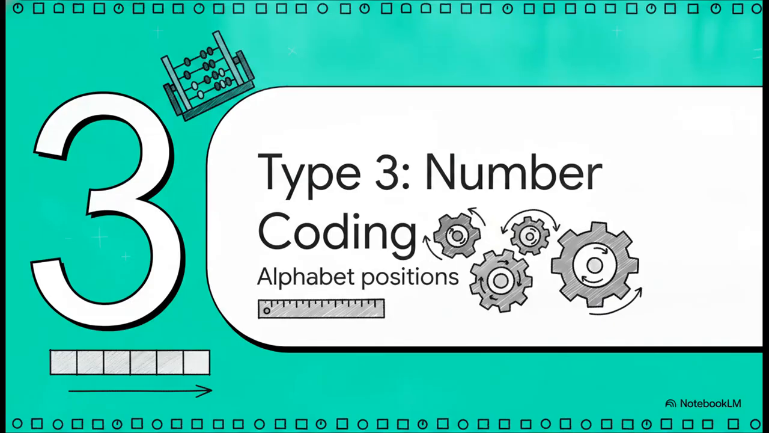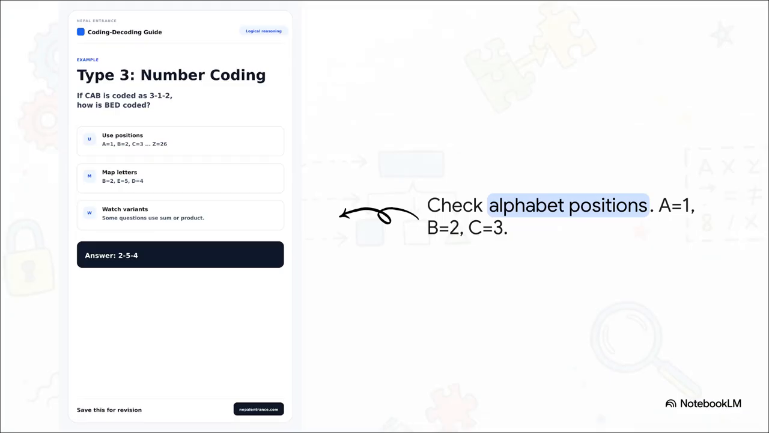Moving right along, we have type 3, number coding. This is where things get a little bit mathy, because letters are swapped out for numeric values based entirely on their position in the alphabet.